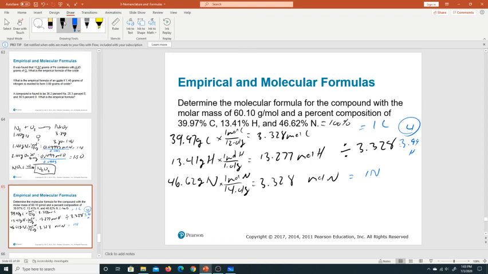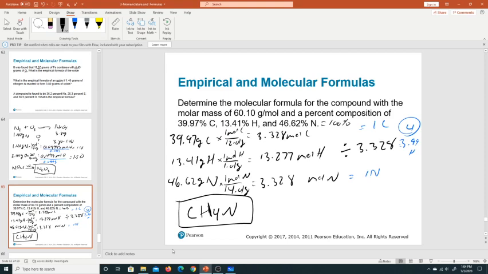Okay. That gives us the empirical formula of CH4N. No fractions, no decimals. That's done. So that's the empirical formula, CH4N.